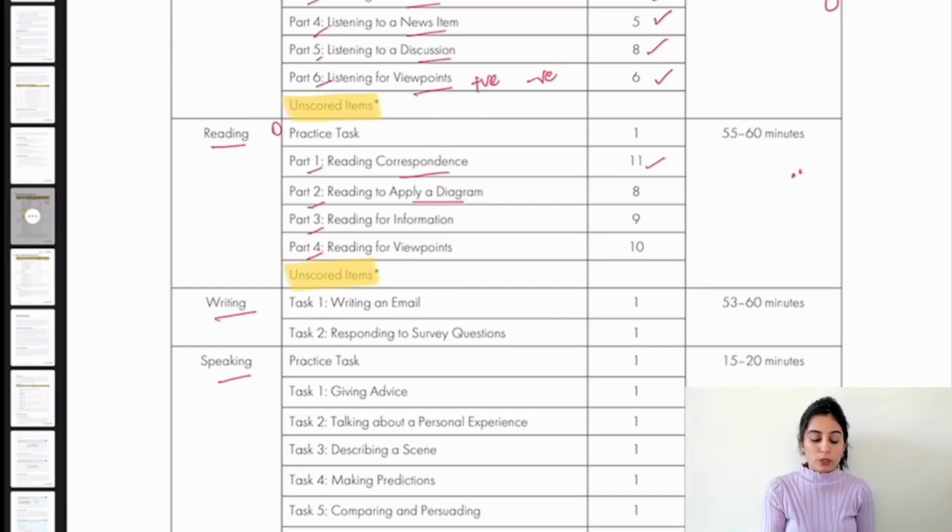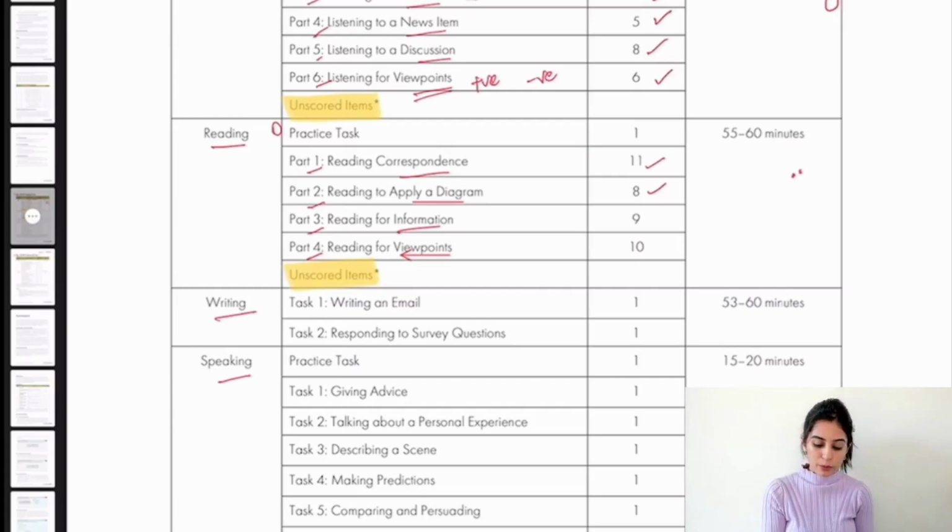Then reading to apply a diagram. So there would be a diagram, or it would be like a booklet or a pamphlet, which you have to read, understand, and answer 8 questions. Then you have to read for information, which is similar to listening for information. Then reading for viewpoints, which is again similar to listening for viewpoints.